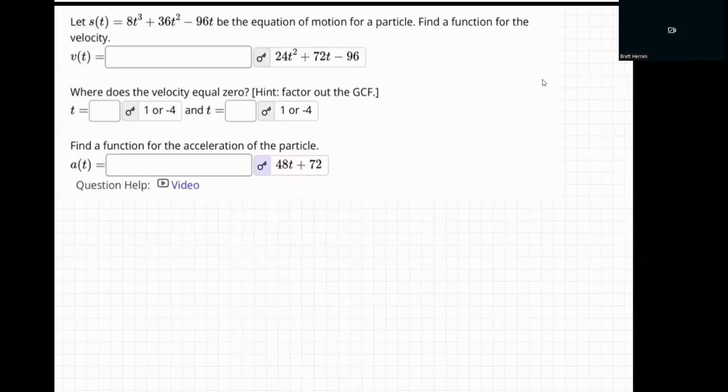On this question, they're giving us S of t, which is an equation of the motion for a particle. And then they want us to find the velocity function. And we'll start with that. So let's bring on down. So here is the S of t function right here. I'm going to make my t a capital T so it doesn't look like a plus sign.